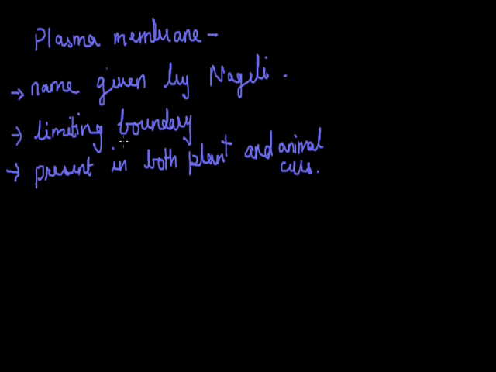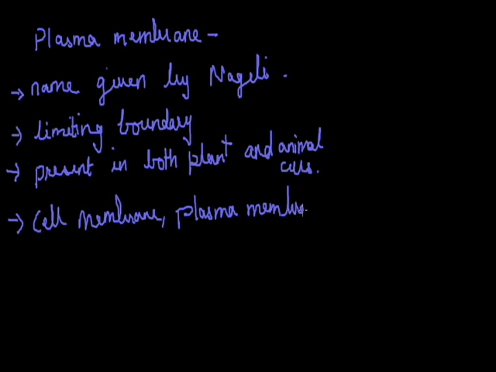It is the outermost covering of a cell in the case of animals, and it lies below the cell wall in case of plants. The cell membrane is also called the plasma lemma or the plasma membrane. The names it has are the cell membrane, the plasma membrane, or the plasma lemma.